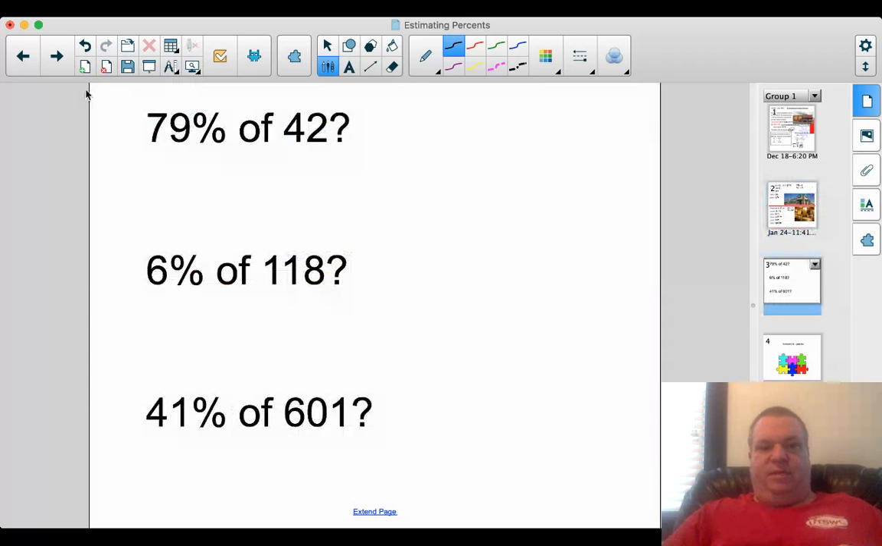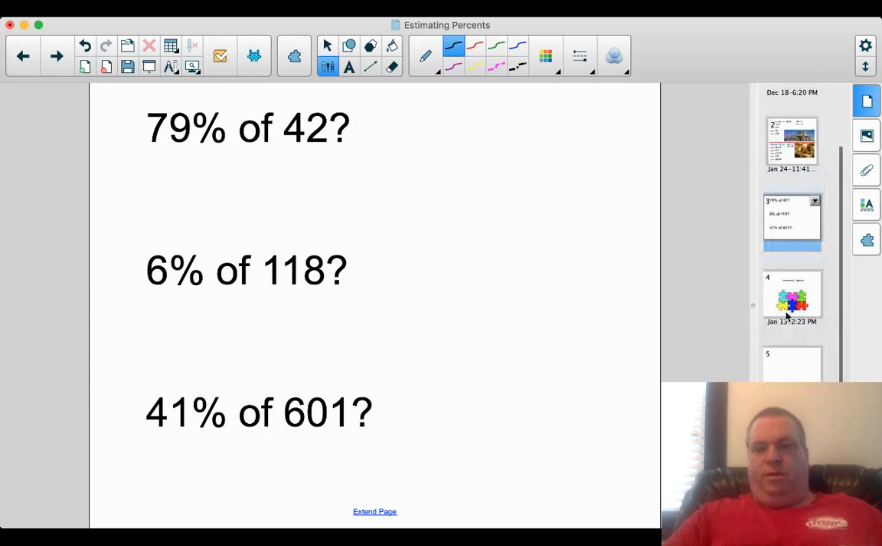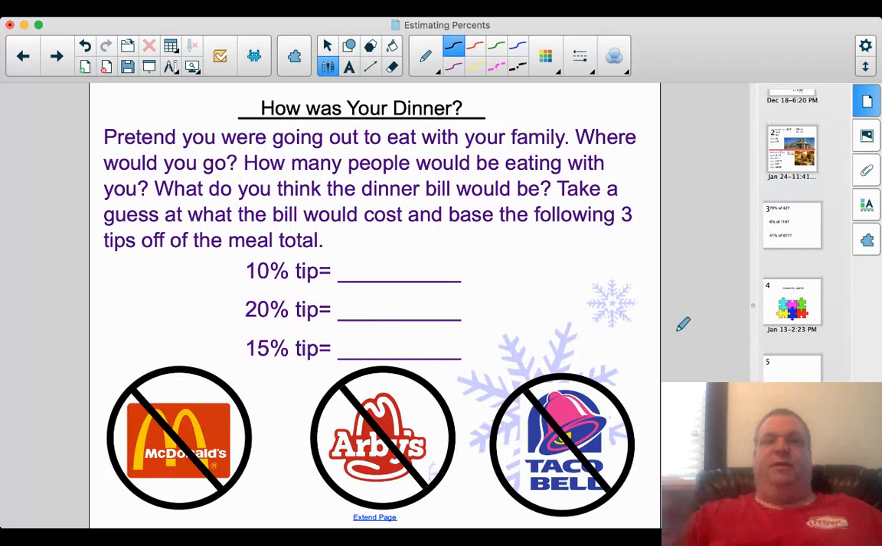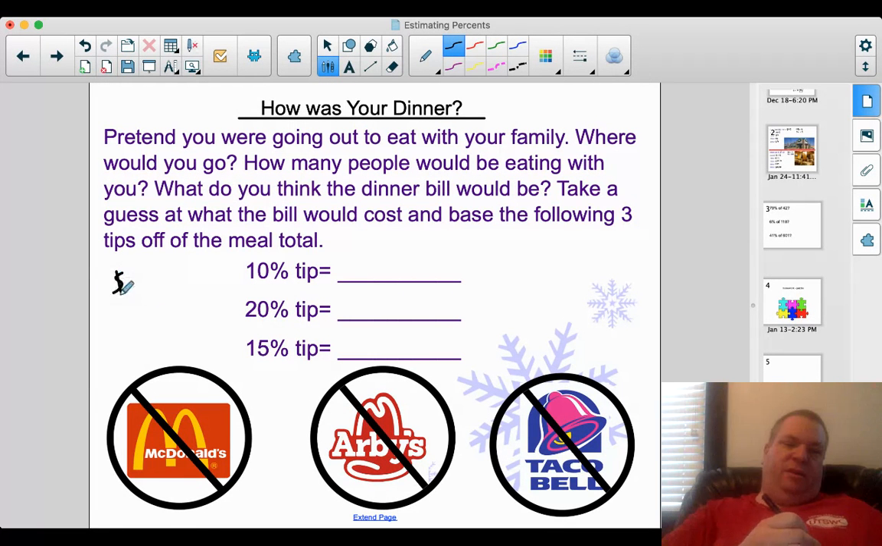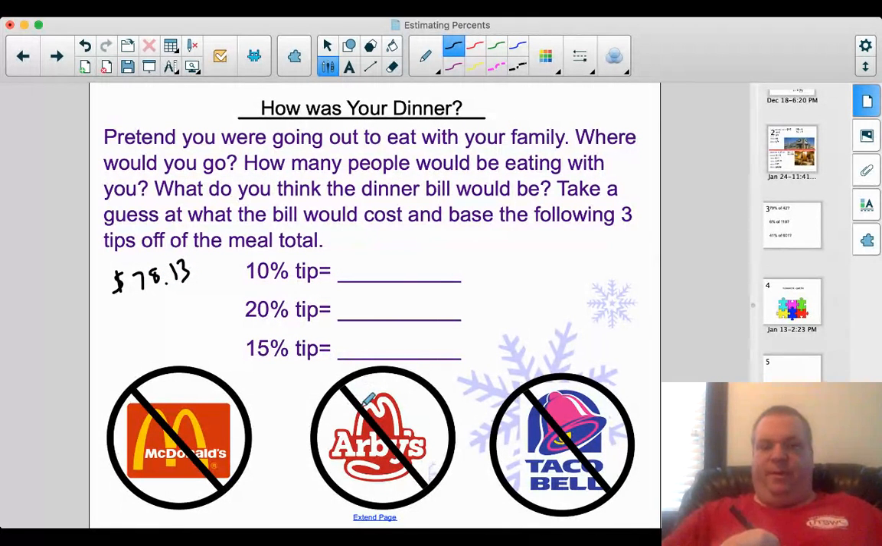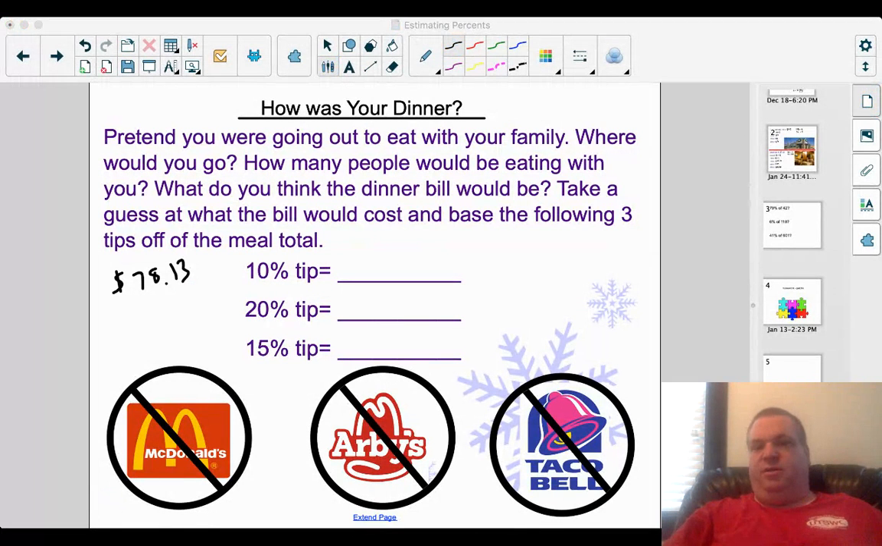Let's give you a chance to try one. Okay, so this next one, instead of having to do this all individually, let's come up with an amount for your bill to be. Let's say your bill is $78.13. Okay, I want you to find a 10, 20, and 15% tip based on this amount, $78.13. All right, so let's pause the video here. And when you have those answers, go ahead and resume.